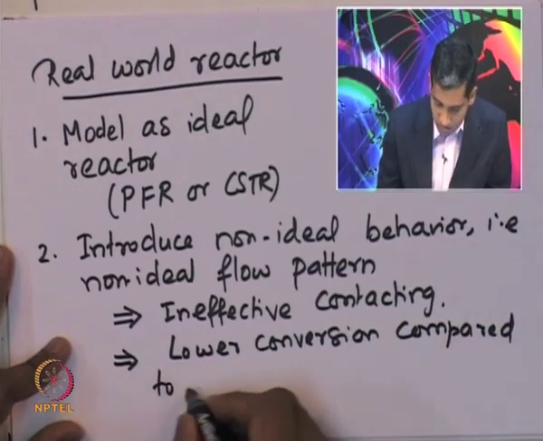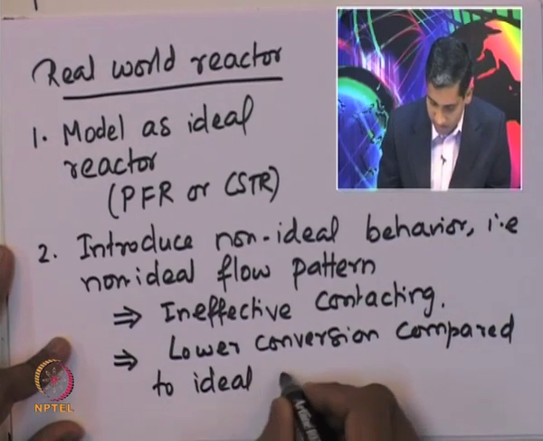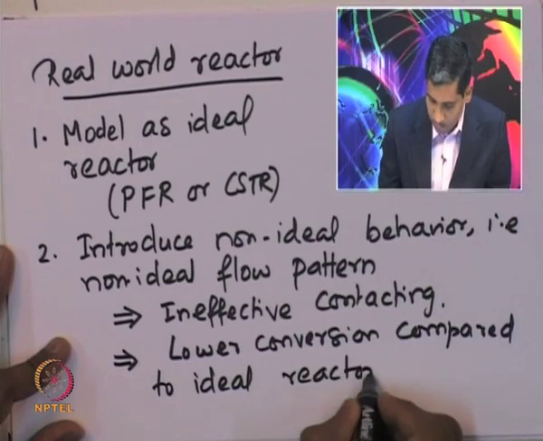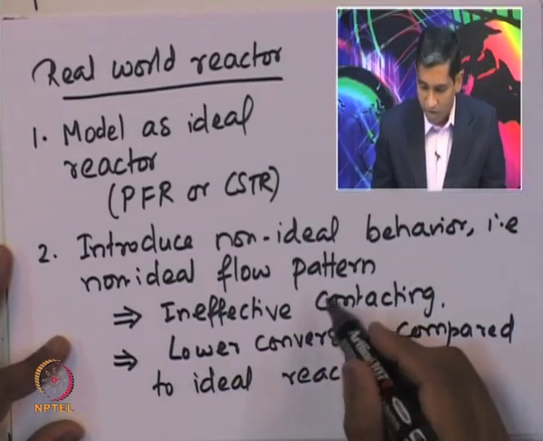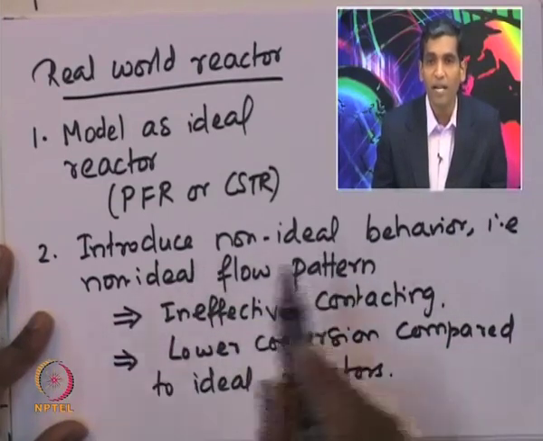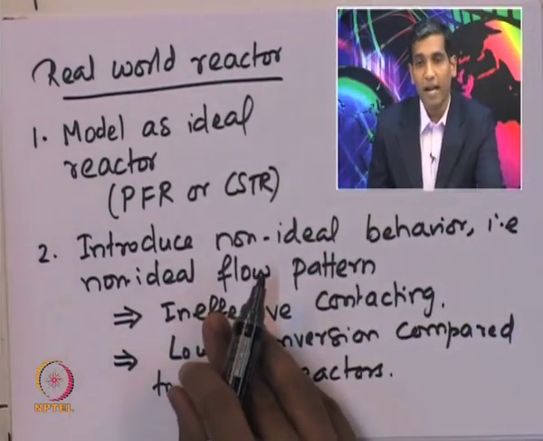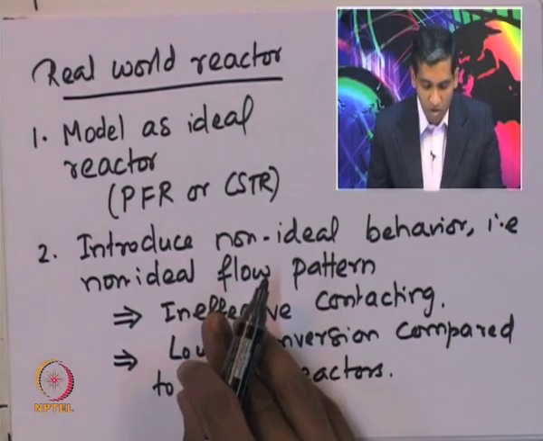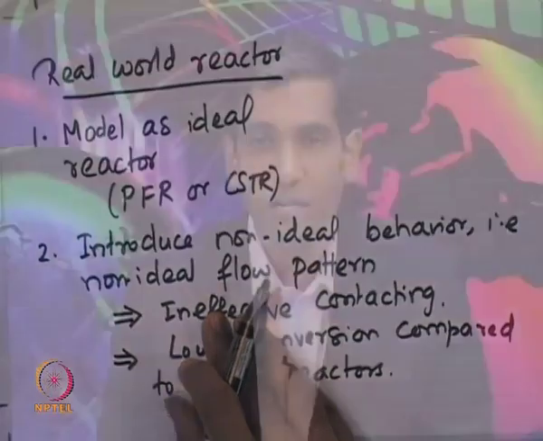compared to ideal reactors. So, one needs to account for these two factors if one has to introduce the non-ideal behavior into the ideal reactor model. Once we know that the reactor behaves like a non-ideal reactor, then we need to account for these two aspects in the model to capture the dynamics or the behavior of the reactor. Now, the question is, how do we account for these two factors?